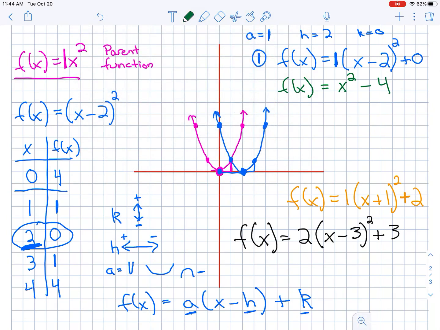Okay, I want to do the green one now. So for the green one, I have f of x equals x squared minus 4. This one's a little tricky, okay? So the minus 4, you might want to think about what that is doing. Is it moving it left, right, up, or down? Okay. This is the same thing. This is the same as, let me write it out in a way that would be easier for you guys.